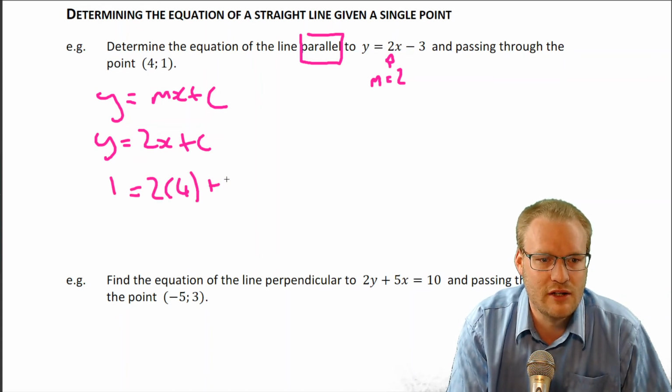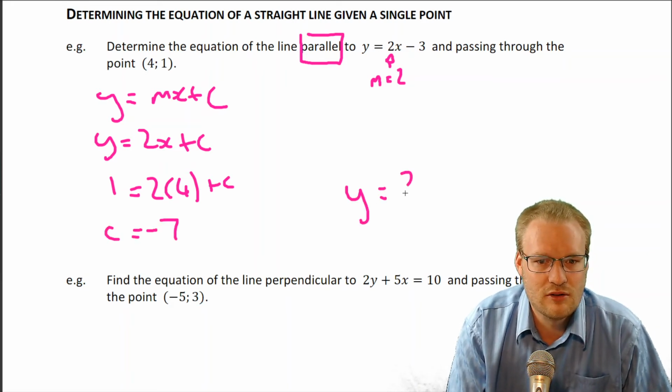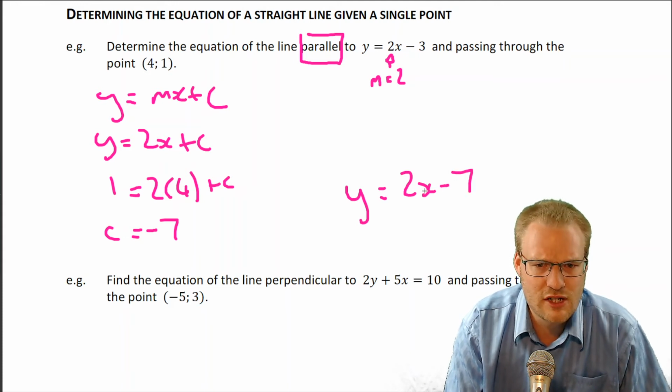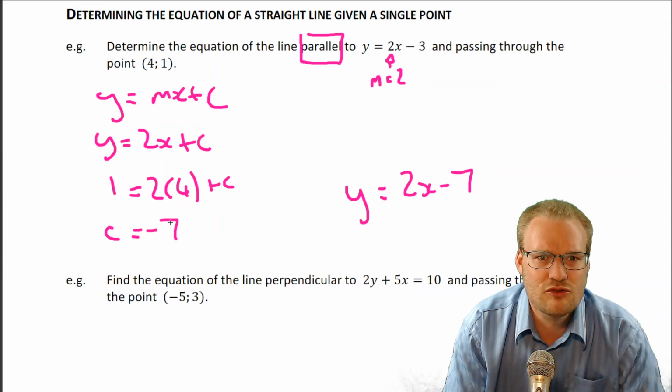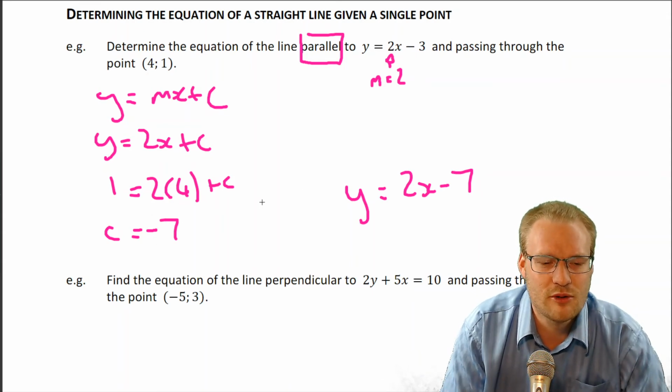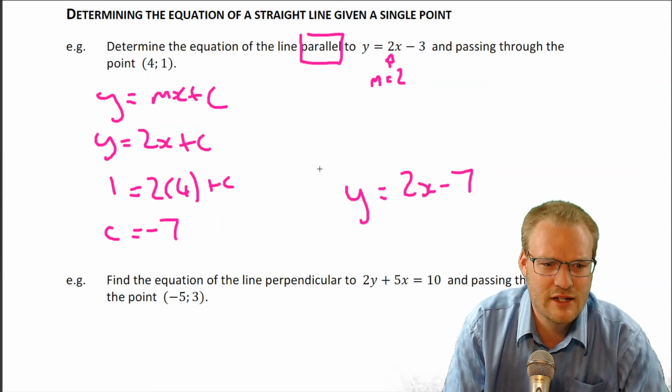And we should be a 4 away, so c equals 8 minus 7, y equals 2x minus 7. Let's just check it. 8 minus 7 is 1. Cool. So I'm going through the substitution quickly because that's what we did before. Okay, so parallel, gradient's the same.